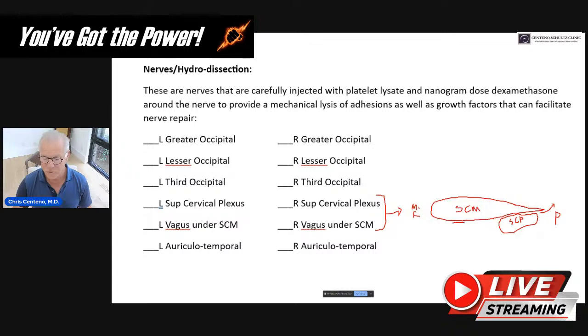Then more medially, really towards the front here, and this is posterior towards the back. We also can treat this vagus nerve complex as well if someone's got quite a few autonomic issues. So we can treat either one of those.